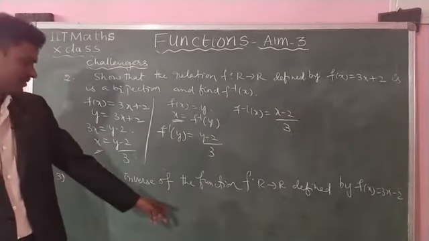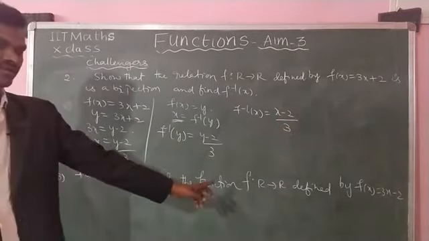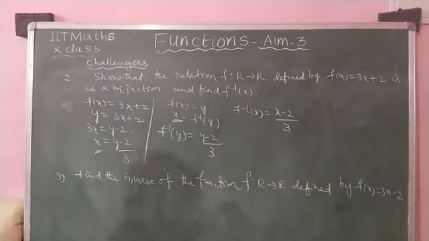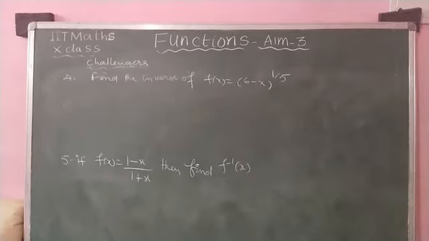You can try this problem. Find the inverse of the function f, mapping from R to R, defined by f(x) is equal to 3x minus 2. You can try at home. Next, note down. Okay, next, the fourth problem.